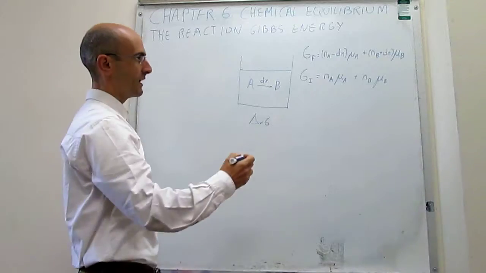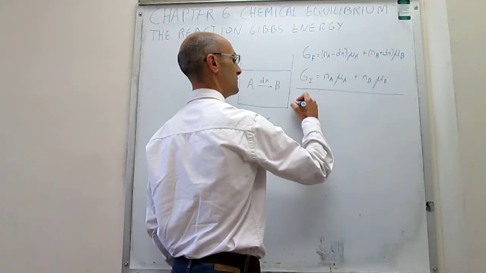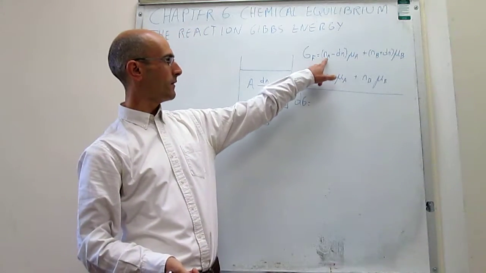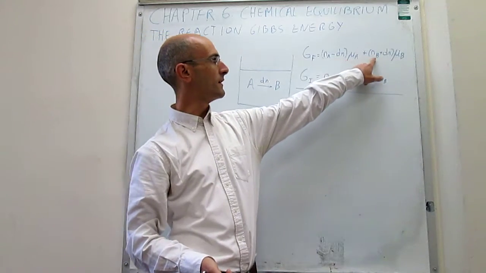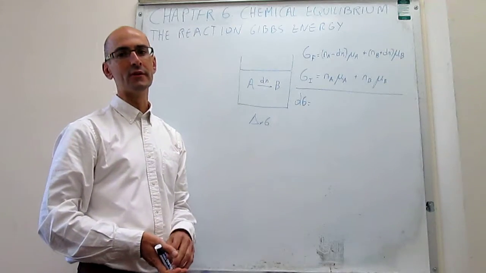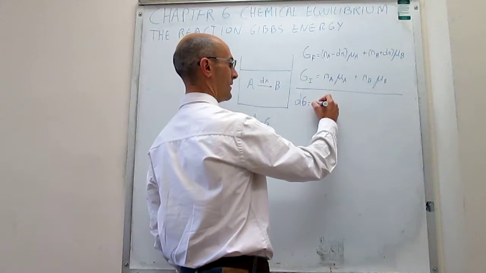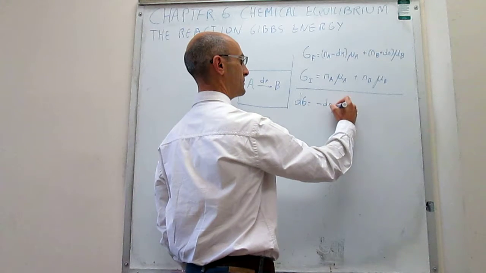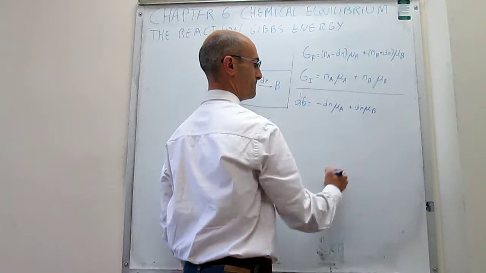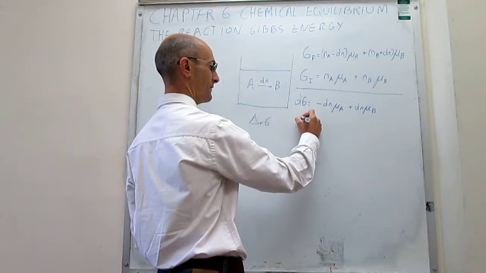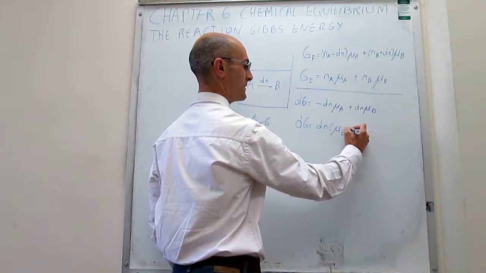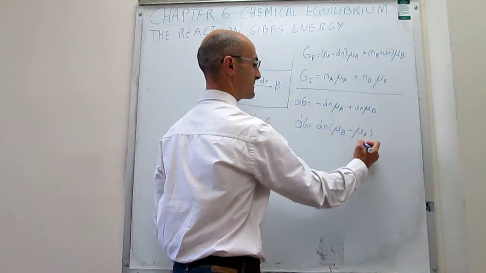Alright, so the change in Gibbs energy, therefore, is going to be equal to the following. Notice how the number of moles of A, chemical potential of A, number of moles of B, and chemical potential of B are going to cancel, and only the terms that depend on the differential of n will survive. So we have here minus dn times the chemical potential of A, plus dn times the chemical potential of B. We can take the common factor of dn, and this is going to be equal to the chemical potential of the product species minus the chemical potential of the reagent species.